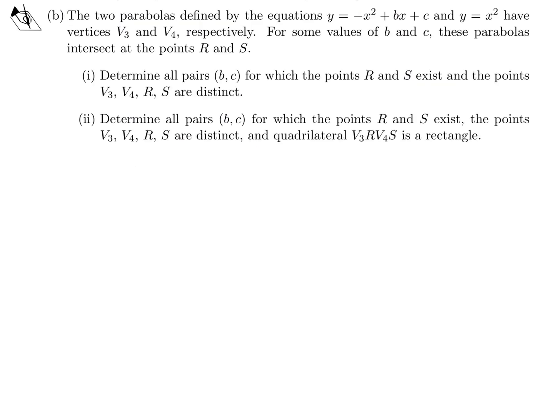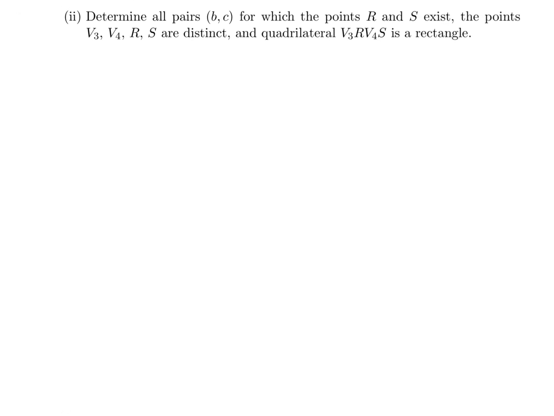Final part. Determine all pairs b, c for which points R and S exist, the points V3, V4, R, and S are distinct, and quadrilateral V3 R V4 S is a rectangle. So very similar to the previous question, but then we've got this extra condition. We already proved that to be distinct, we have two conditions: c has to be greater than minus b squared over 8, and c cannot be equal to 0. So that's our first part.